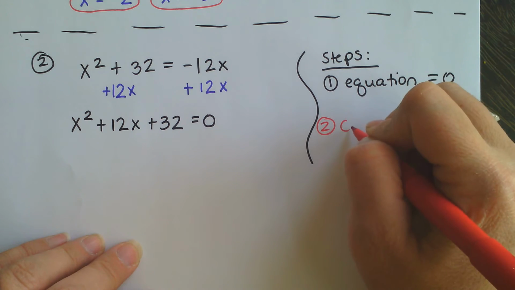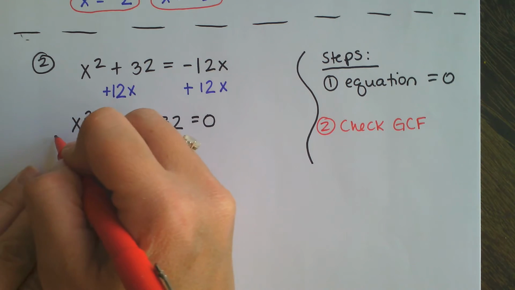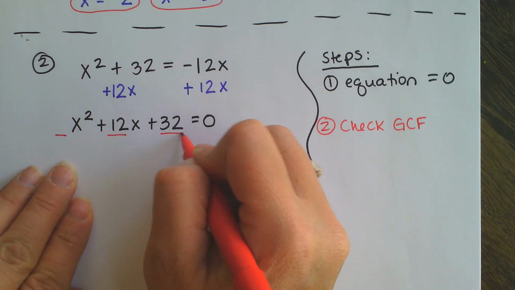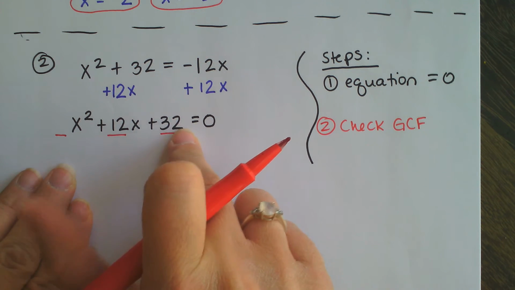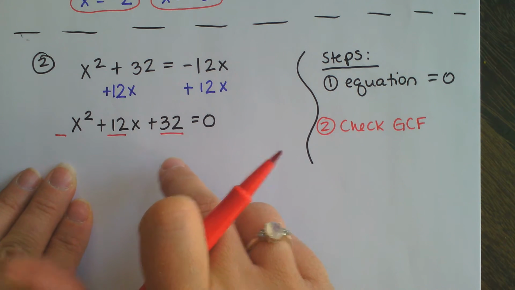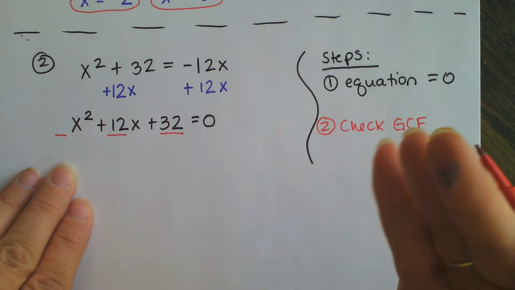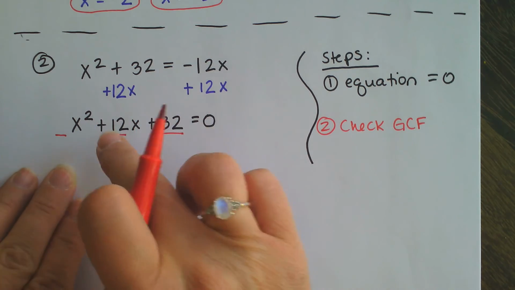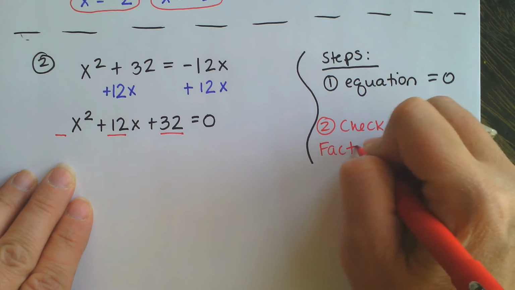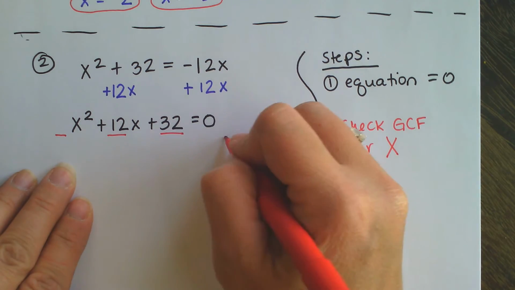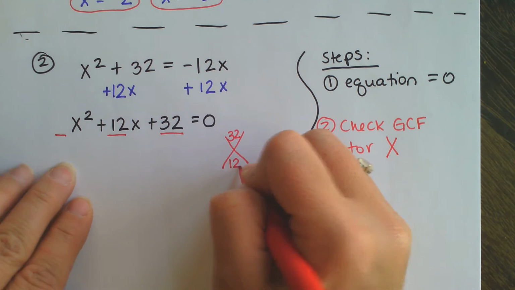So now we'll check for a GCF. So I'm looking at 1, 12, and 32. Since our leading coefficient is 1, we don't have a number that all three numbers have in common. So we don't have a greatest common factor. Even though with 12 and 32 we could divide something out, they all have to have it in common, all 3 terms. All right, so we're ready to just go ahead and factor. So I need factors of 32 that add to 12.